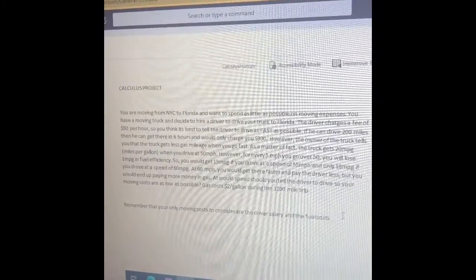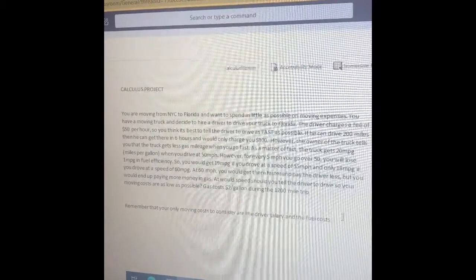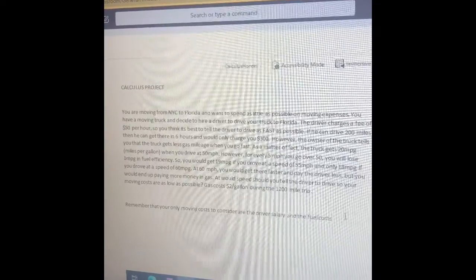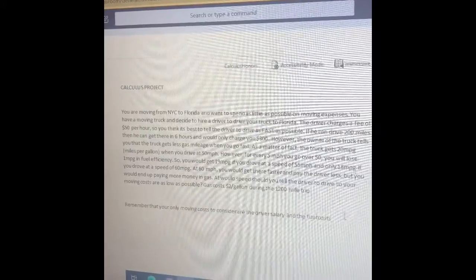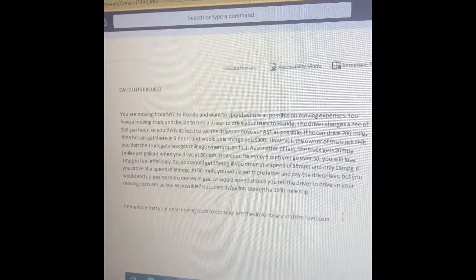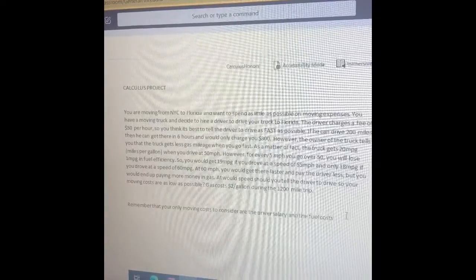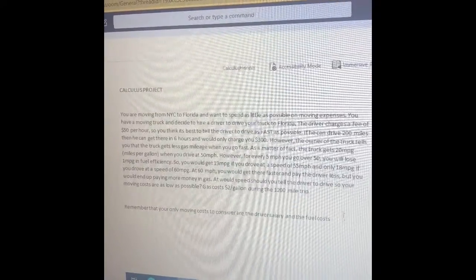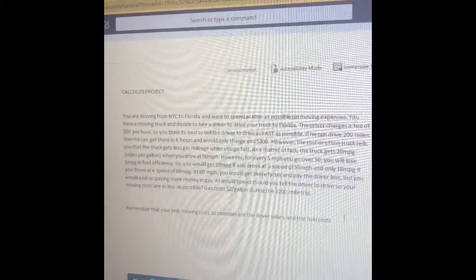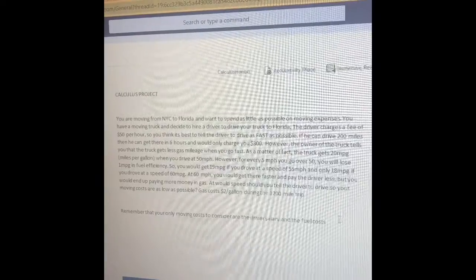However, the owner of the truck tells you that the truck gets less gas mileage when you go fast. As a matter of fact, the truck gets 20 miles per gallon when you drive at 50 miles per hour. However, for every 5 miles per hour you go over 50, you'll lose 1 mile per gallon in fuel efficiency. So you get 19 miles per gallon if you drove at a speed of 55 miles per hour, and will get 18 miles per gallon if you drove at a speed of 60 miles per hour. At 60 miles per hour, you'll get there faster and pay the driver less, but will end up paying more money in gas.